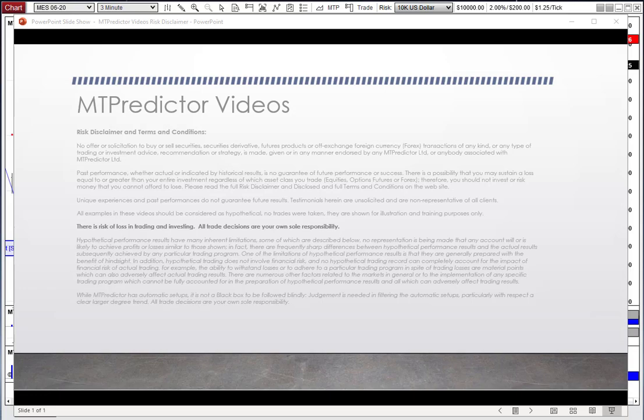In today's MTPredictor video, I'd like to look at our W3 or Wave 3 trade setup. This is the setup that allows you to find the strongest and longest wave in a completed Elliott wave 5-wave sequence, which is the Wave 3.